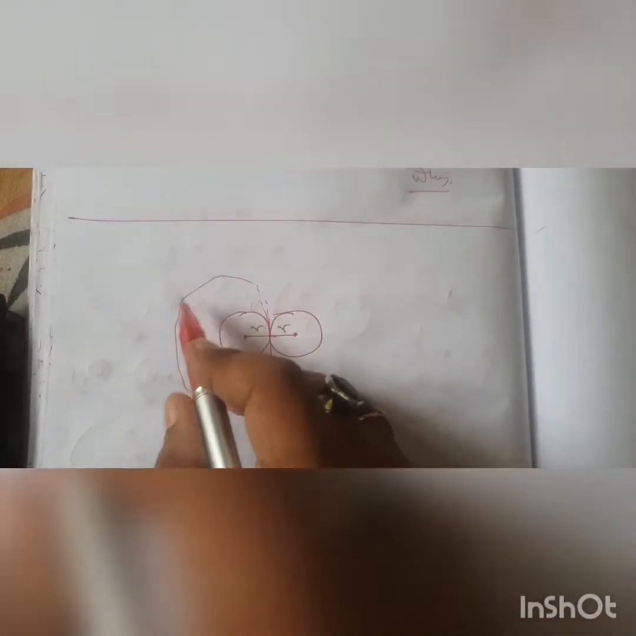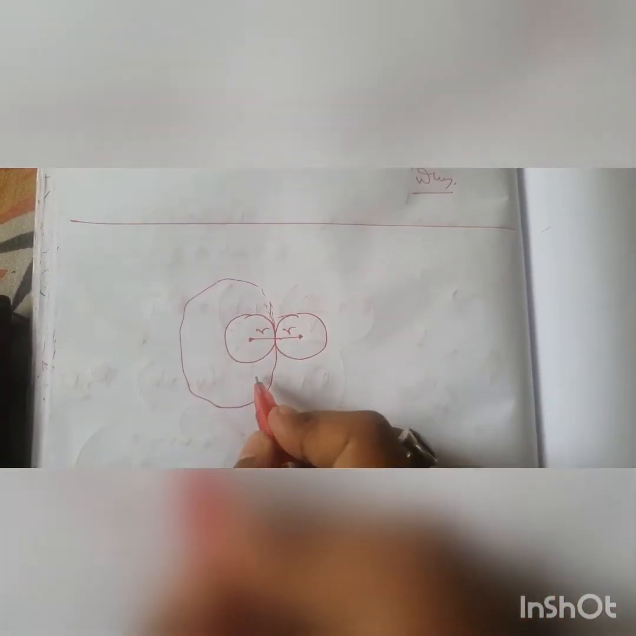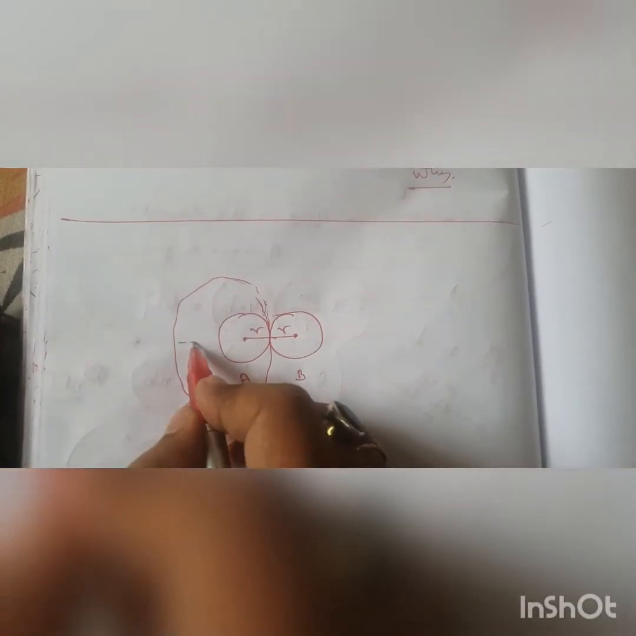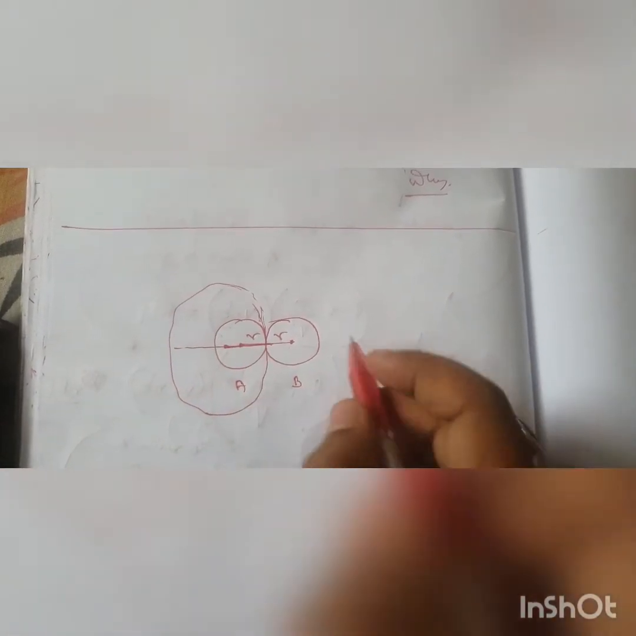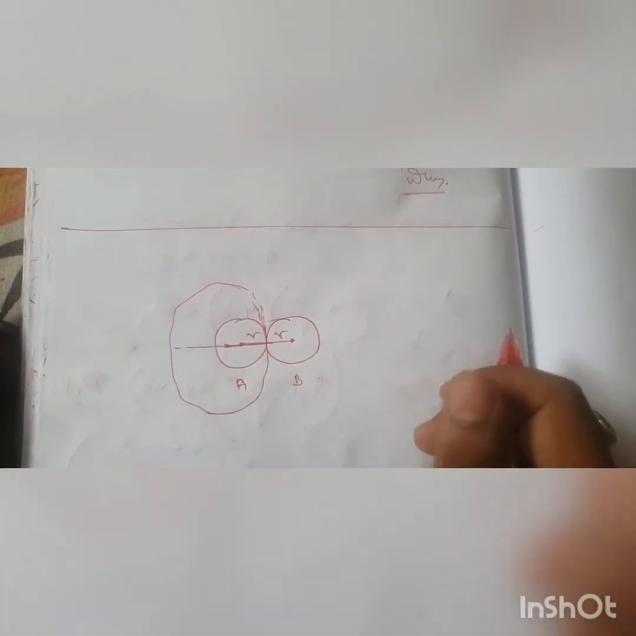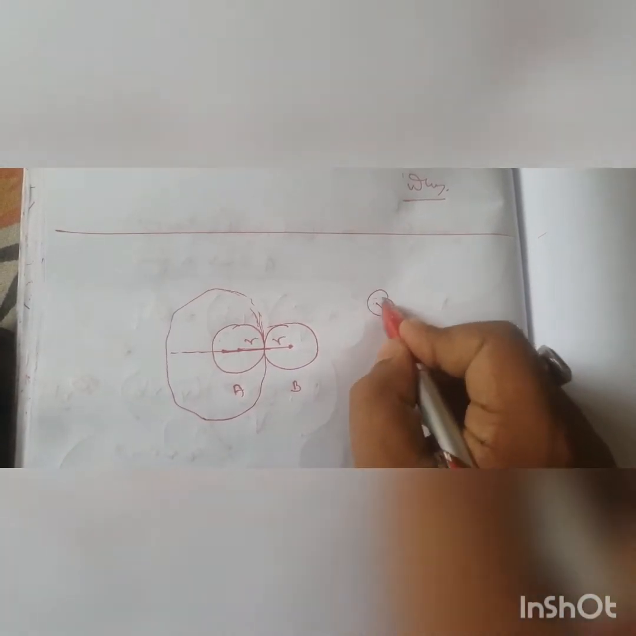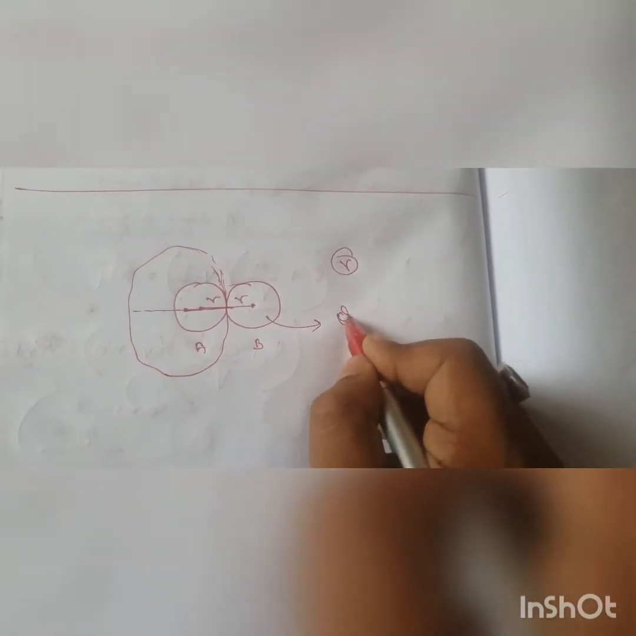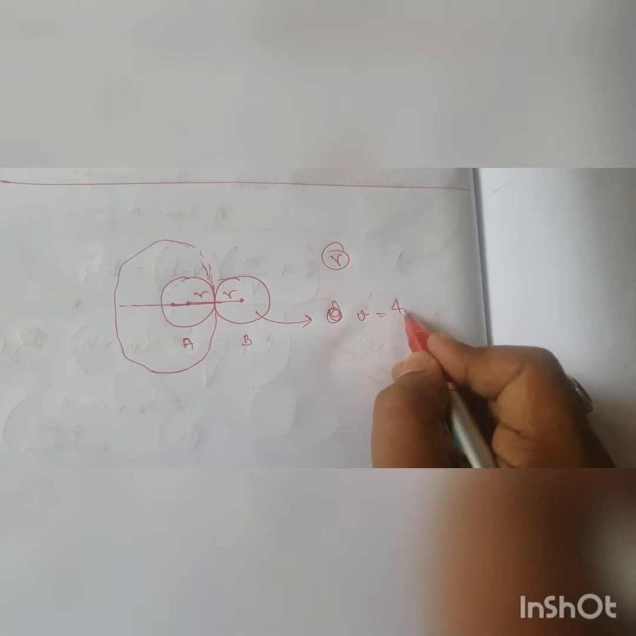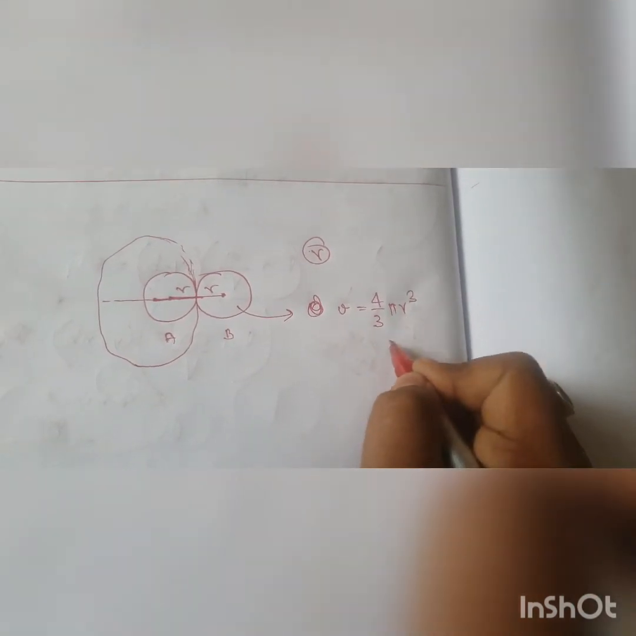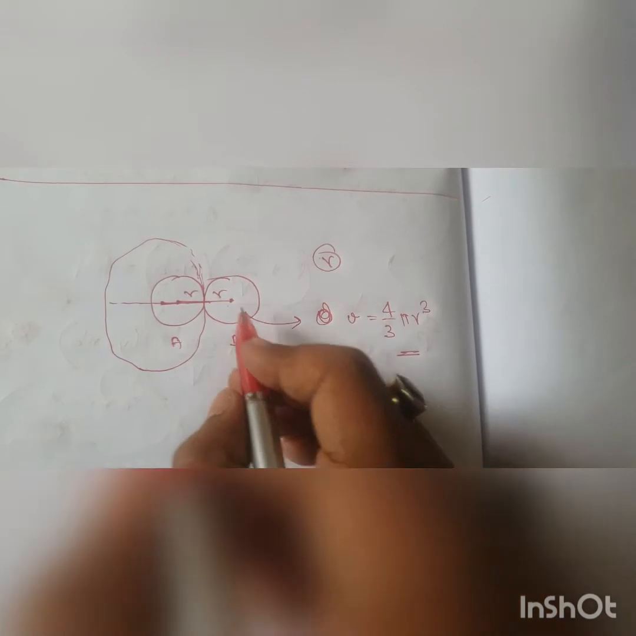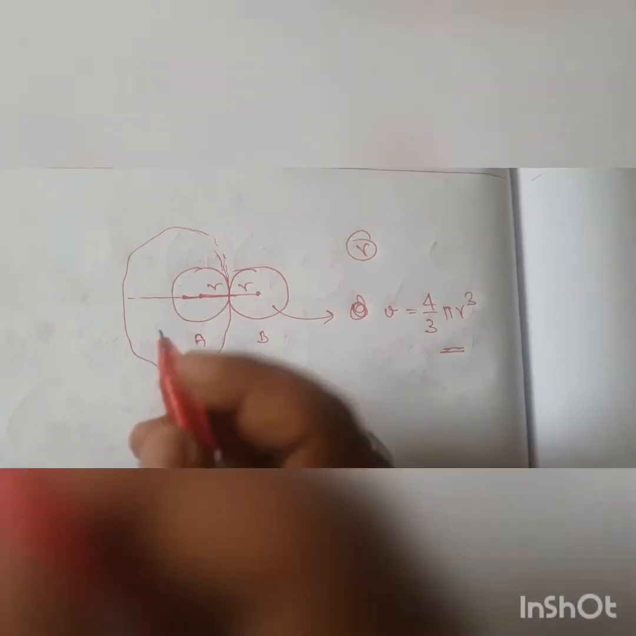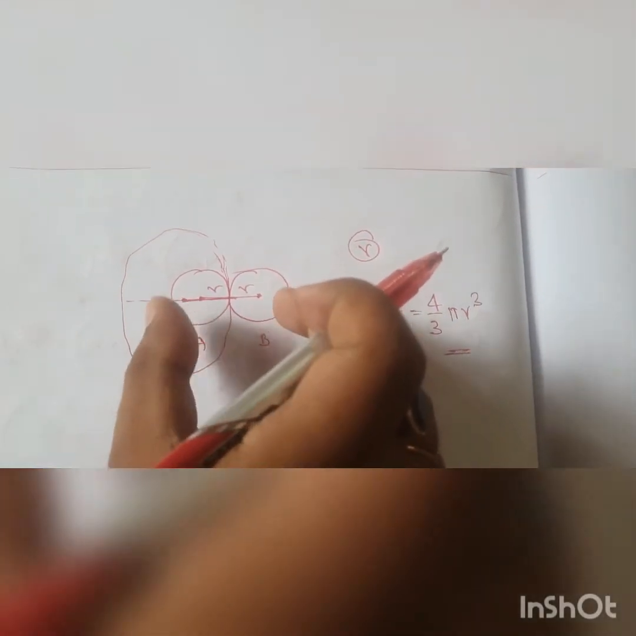See this diagram. Suppose these are two molecules, molecule A and molecule B. Let them have a radius of r. So the molecule's volume, let me consider it to be small v, is 4 by 3 pi r cube, because considering the molecule to be spherical, we consider it to be 4 by 3 pi r cube. Now, when the molecules have collided, A and B have collided.